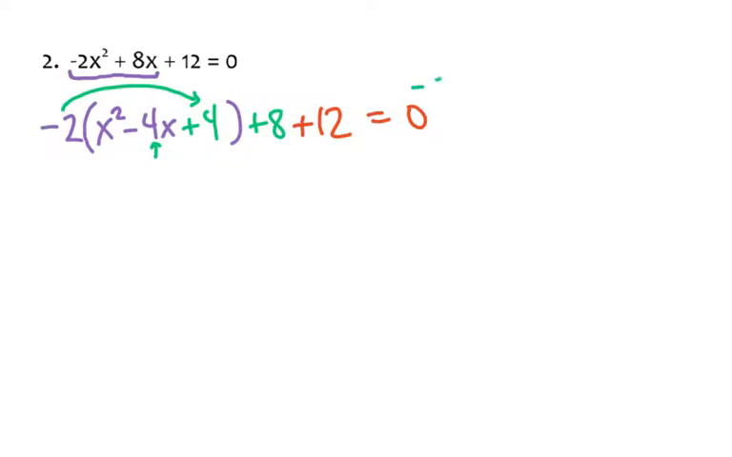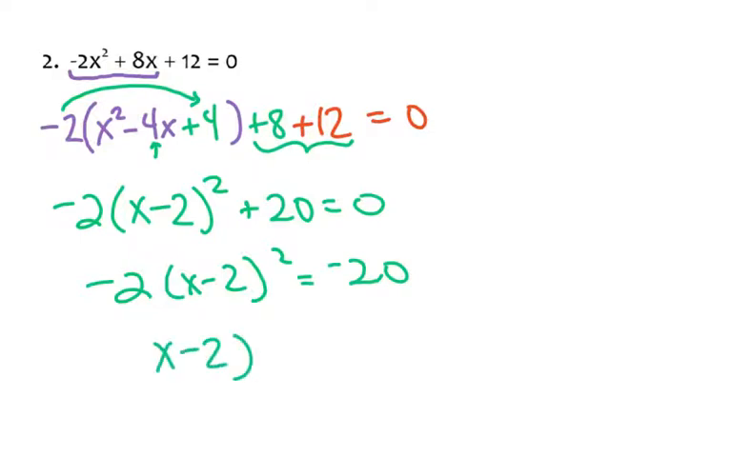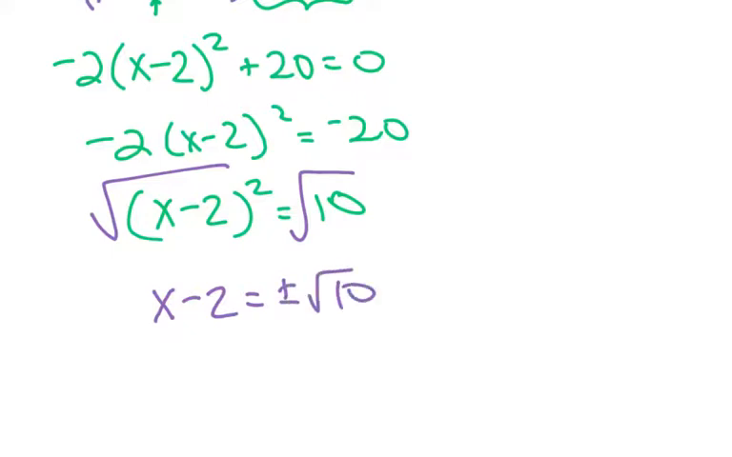Or you could subtract 8 from the other side, one or the other. So I'm going to write negative 2, and then my perfect square trinomial, and then the 8 plus 12 is 20. Now I'm going to take the 20 to the other side, and then I'm going to divide everything by negative 2, and then I'm going to take the square root of both sides, and then I'm going to solve for x. So I have my two solutions.